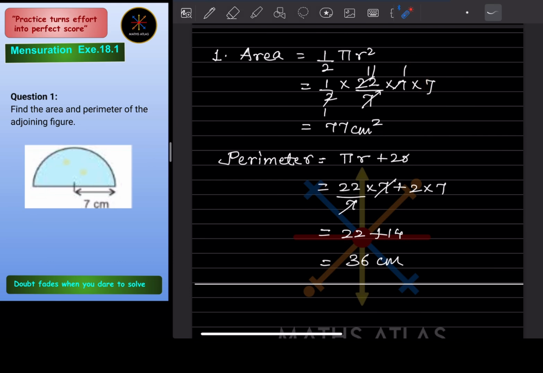Now we'll see the perimeter. We have seen the formula for the perimeter of this semicircle, which I showed you as the last formula. So that is pi r plus 2r. Here again pi will be 22/7, r is going to be 7, and this plus sign, as it is, 2 into this 7. Now let us solve this part first. This is going to get cancelled. So that is going to be 22, and this plus this will be 14, which will be 36 centimeter.